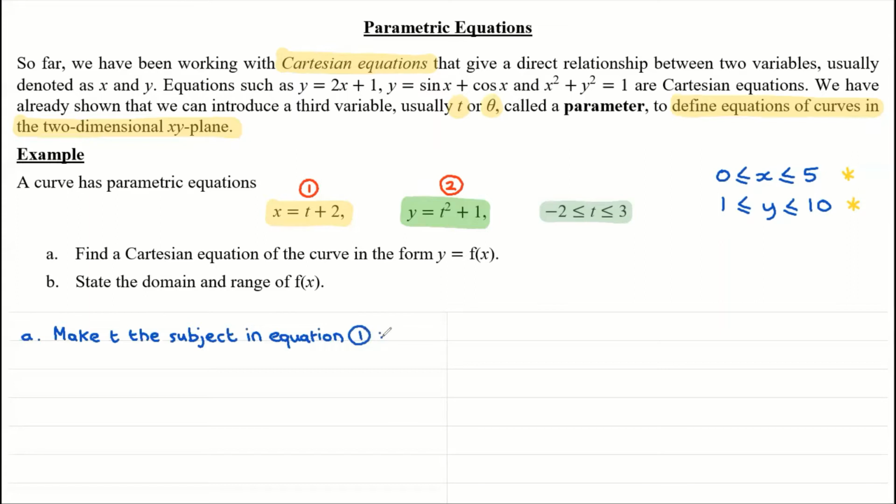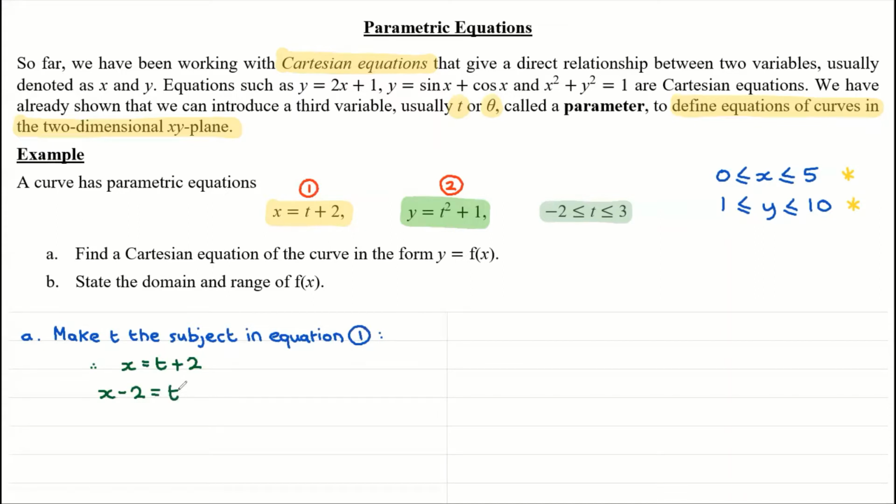So that's quite simple, isn't it? If we make t the subject, we simply have to subtract 2 from both sides, the exact opposite of what we did in question 4. So therefore, if x is equal to t plus 2, then we just subtract 2 from both sides. So x subtract 2 must be equal to t.